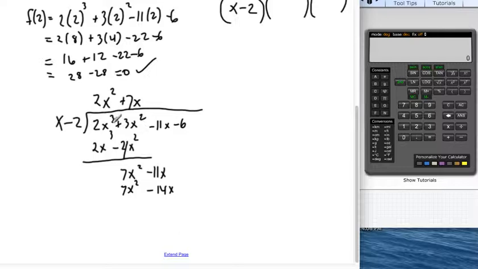Let's subtract. So this is minus 11, subtract negative 14, so that's minus 11 plus 14. I believe that's going to give me a 3. And then I bring down my minus 6. And what's going to go in here? So x times, that's a plus 3. And notice 3x, and I should get a remainder of 0 for this all to work out, and it does. Alright, very nice.